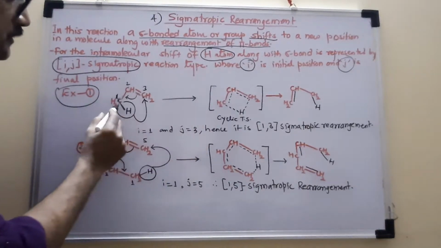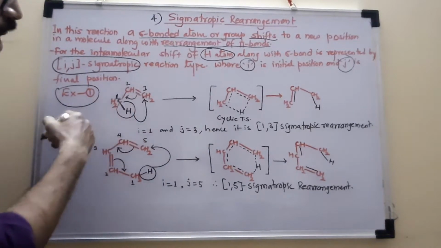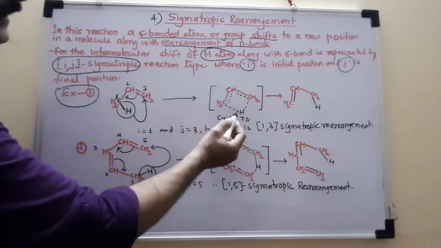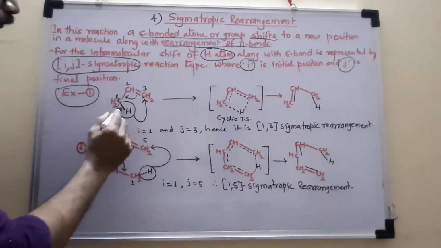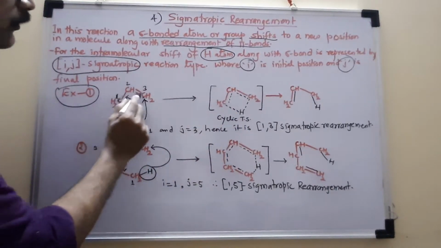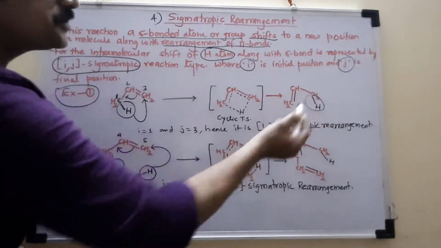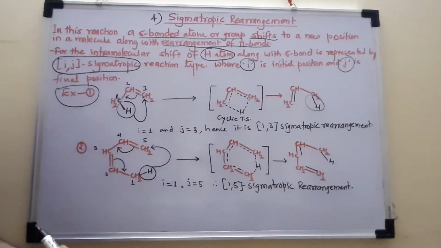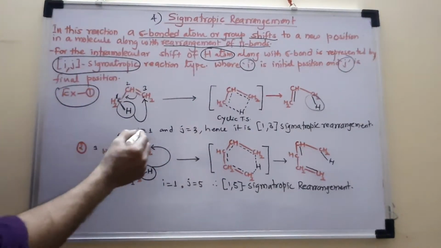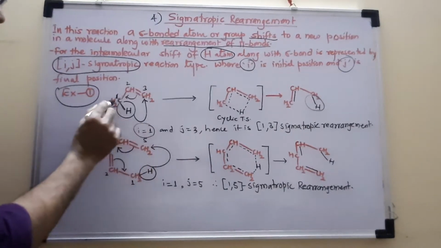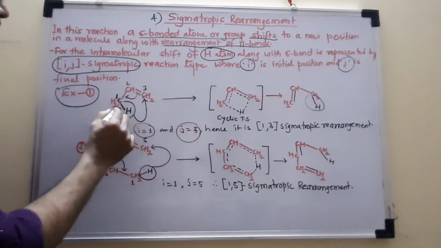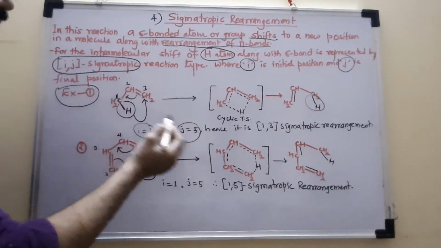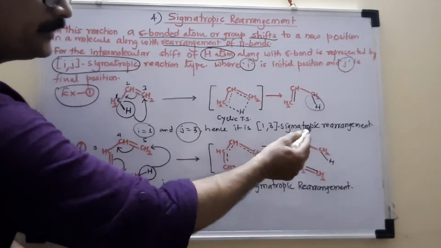If you consider which bonds are broken and which bonds are formed, you can easily draw the cyclic transition state. After the cyclic transition state, you can see hydrogen has moved from carbon 1 to carbon 3. This is the new position of hydrogen along with the rearrangement of the pi bond. So this is an example of sigma-tropic rearrangement. As per the nomenclature, if I is position number 1 and J is the final position of the hydrogen, the final position is 3 in this reaction. So this is called 1,3 sigma-tropic rearrangement.